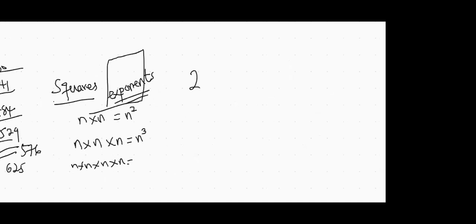2 exponent 3 simply means what? Can someone help? 2 times 2 times 2. And that will give us 8.